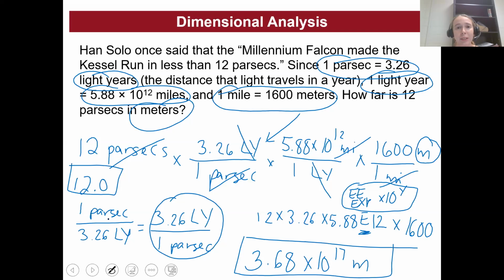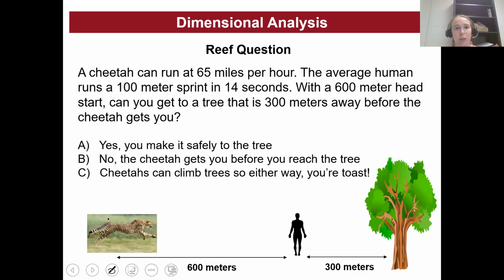All right. So that was the first problem in the lecture slides that I wanted you guys to see. Next was this cheetah question, with letter answers that weren't there before. A cheetah can run at 65 miles per hour. The average human runs a 100-meter sprint in 14 seconds. With a 600-meter head start, can you get to the tree that is 300 meters away before the cheetah gets to you? It's a pretty fun question, right?